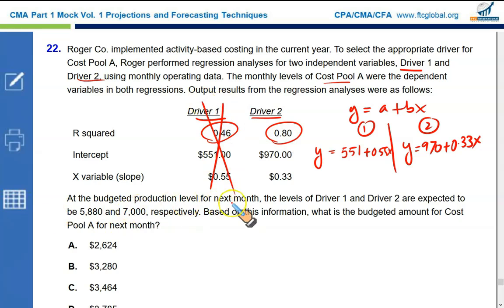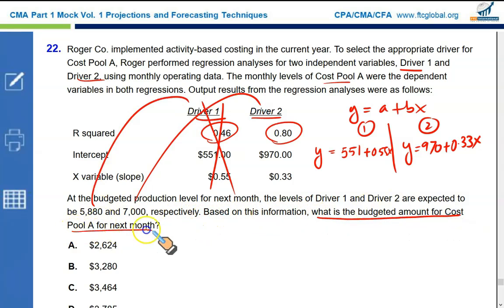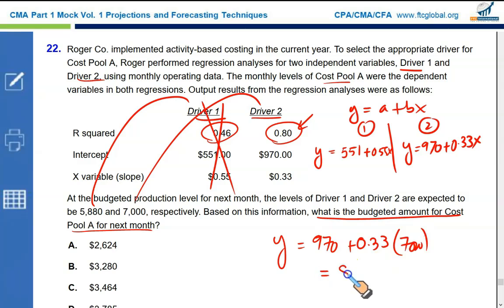At the budgeted production level for the next month, the level of driver 1 and driver 2 are expected to be 5880 and 7000 for driver 2. Based on this information, what is the budgeted amount for cost pool A for the next month? Budgeted amount is going to be used for driver 2 because this is the one with higher R squared. So Y is equal to 970 plus 0.33 multiplied by 7,000. If you simplify, it will give you 3280. 3280, that makes B to be the correct option.